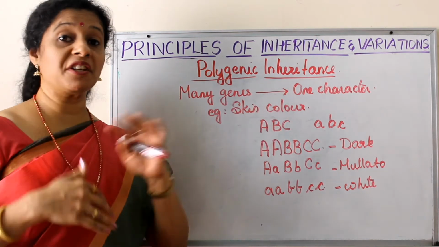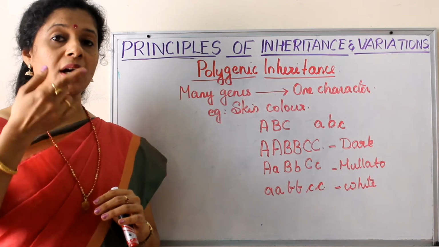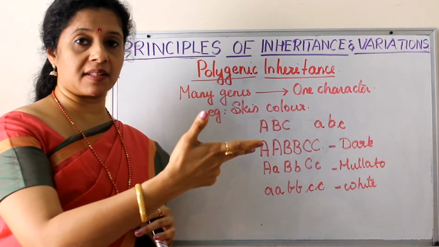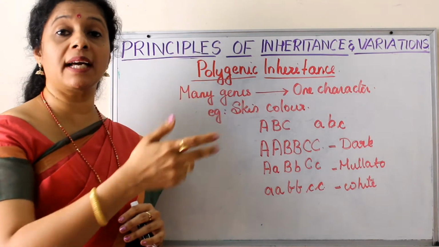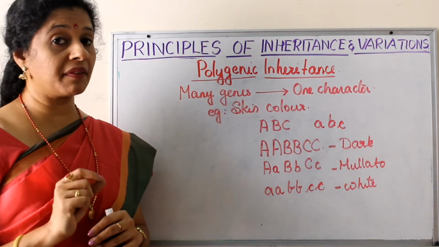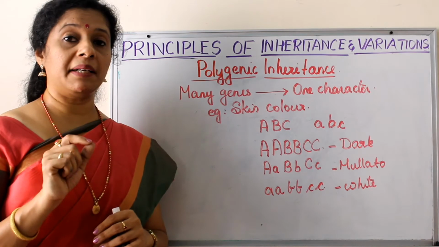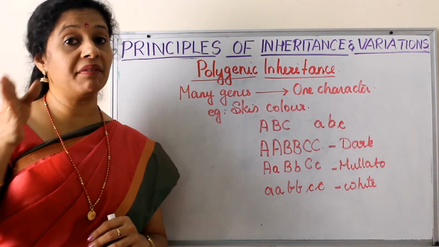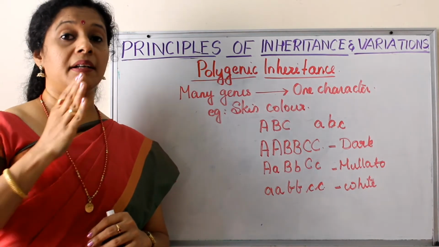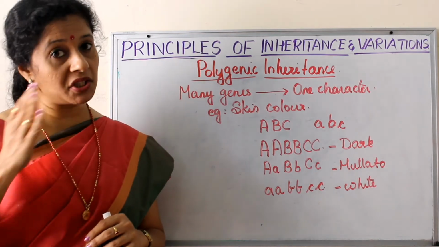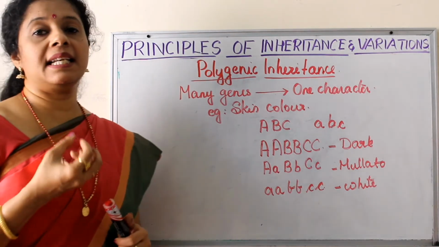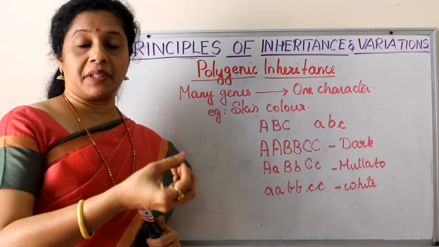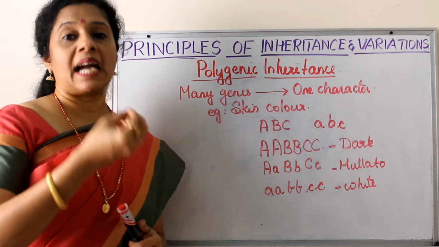It's actually opposite of pleiotropy. In pleiotropy, one gene had many effects. Here, one effect is controlled by many genes or more than one gene. Here it is different from multiple alleles. In multiple alleles, one gene had many different allelic forms. Here different genes, not alleles, but different genes are controlling the character. For example, each gene has got its own effect. So each one will be adding.